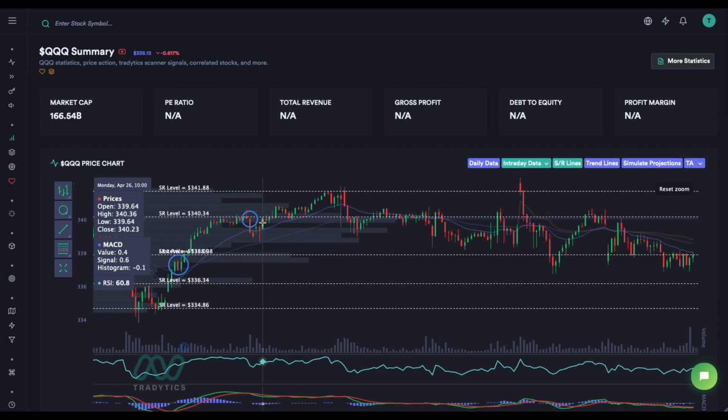Now again, this is just one confluence factor. We have talked about adding multiple factors in order to have the best possible entries and exits. This is just one of them.